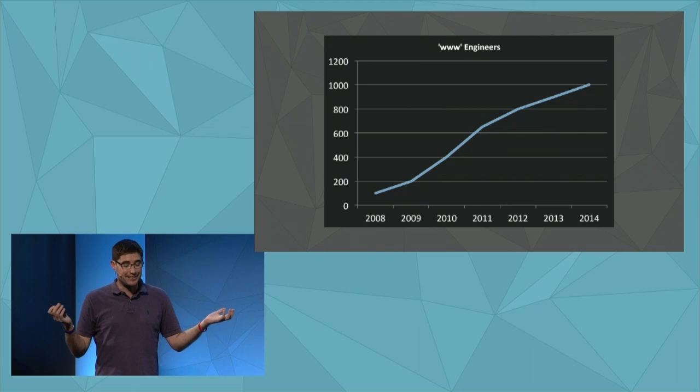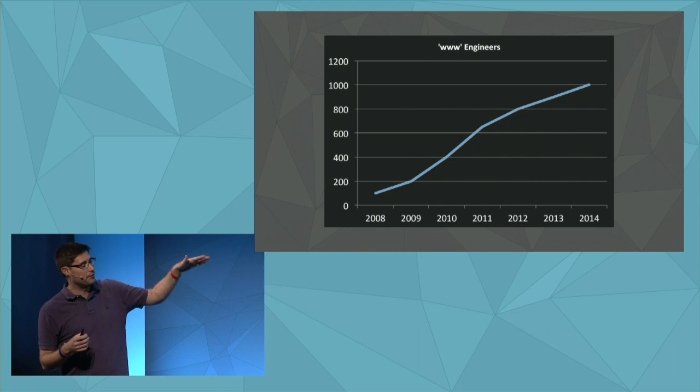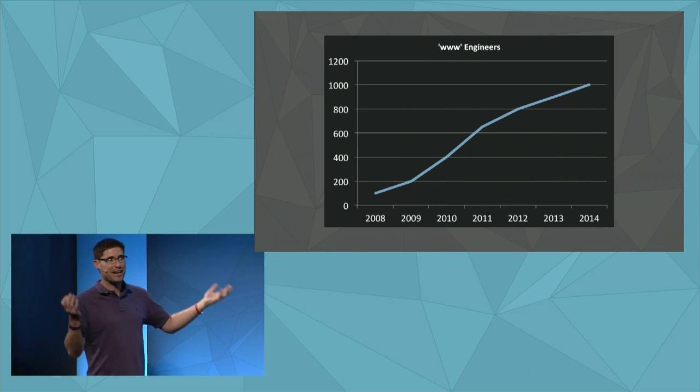This works great until the graph of the number of engineers or teammates that you have starts going up and to the right. We have about 1,000 engineers committing code to the www front end, so www.facebook.com. And of course, that means a lot more code gets generated, meaning also that you can't really internalize all of the code that's being produced.